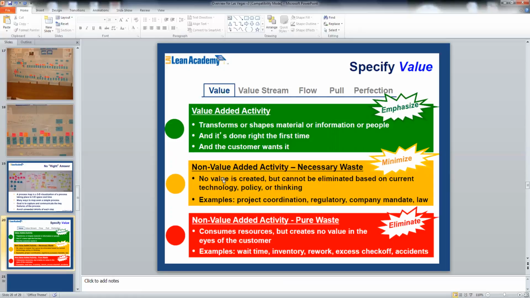Yellow, we're not going to be able to eliminate immediately, but we're going to try to minimize it and over time eliminate it, because this might be some essential activity that cannot be easily eliminated. And then red are things like wait time, inventory, rework, excess checkoff. These we want to eliminate.